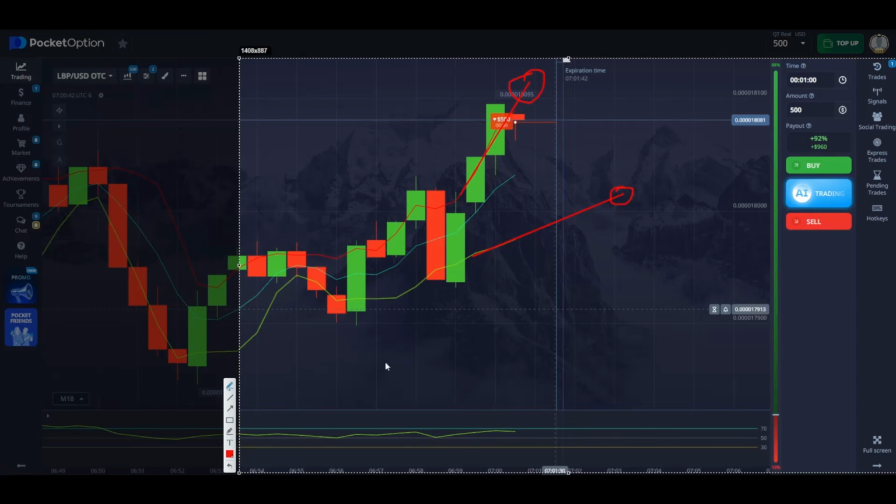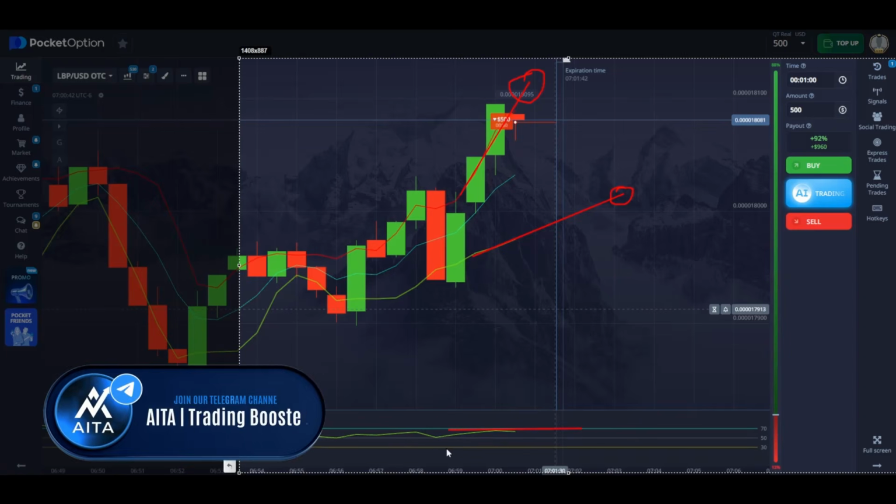We also have the RSI indicator, and everything is clear here. How do you trade with the RSI indicator? If you don't know, let me quickly explain. We have the upper zone, which is the value of 70, and that's the overbought zone. The lower zone, which is the value of 30, is the oversold zone. In this strategy, we simply trade off the overbought or oversold zones.